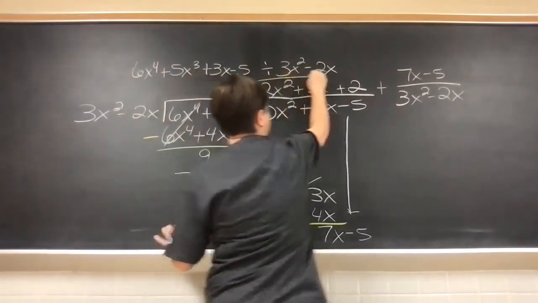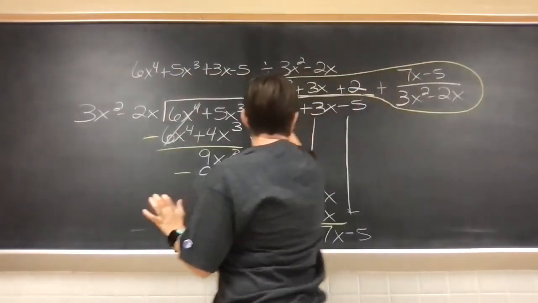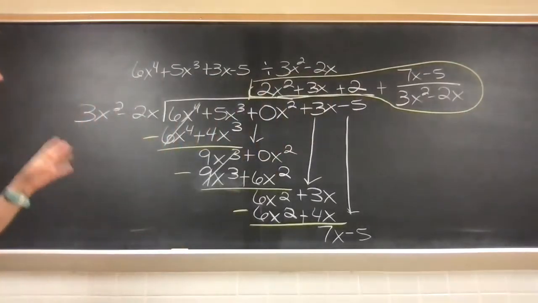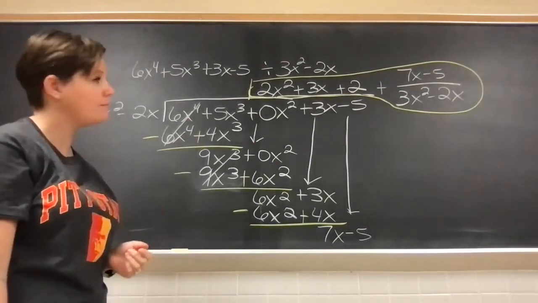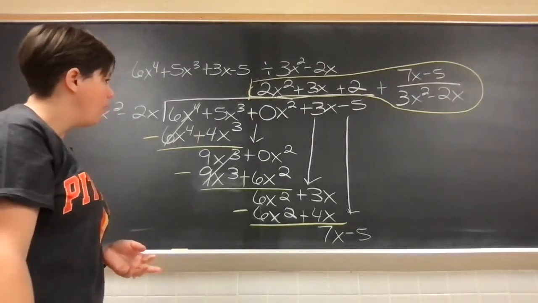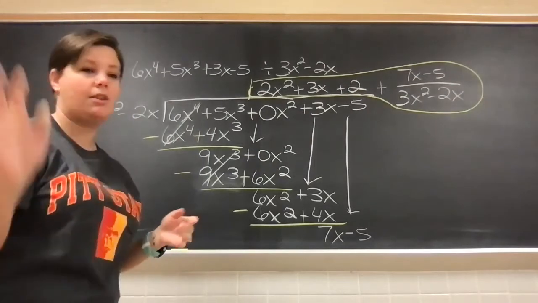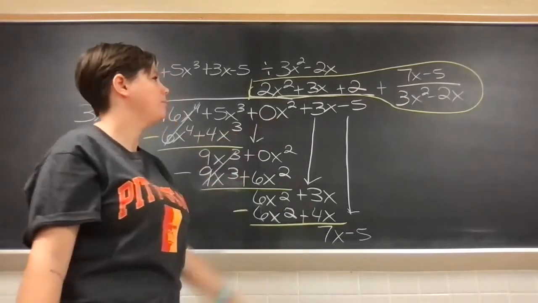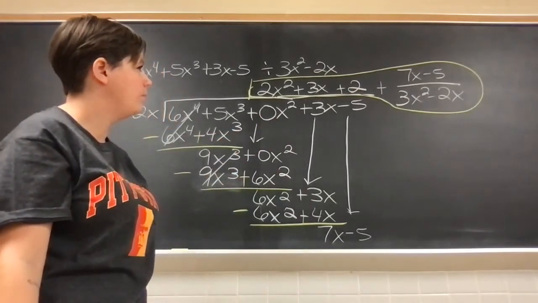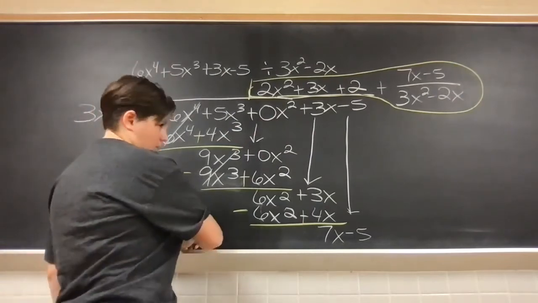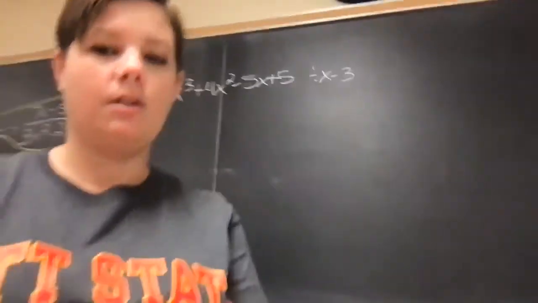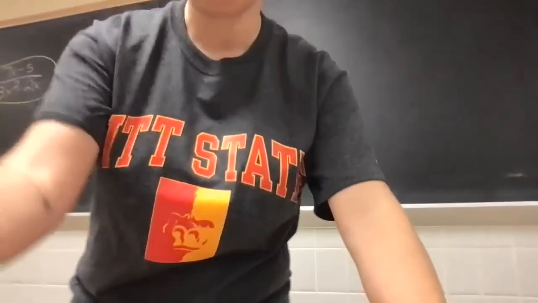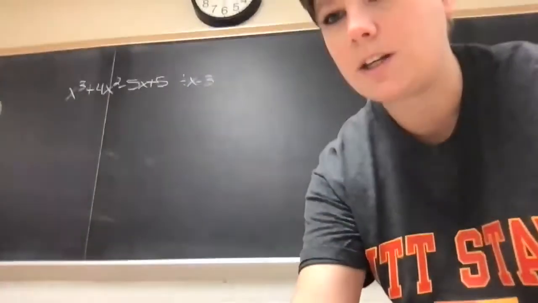And so all of this is my answer. 2x squared plus 3x plus 2 plus 7x minus 5 all over 3x squared minus 2x. So this one was different from the other ones because we had to put the placeholder in. Okay, so let's do another one. And then I'll teach you a new way to do division. Although it shouldn't be new, you probably have seen it. It just may have been a hot minute since you've done it.